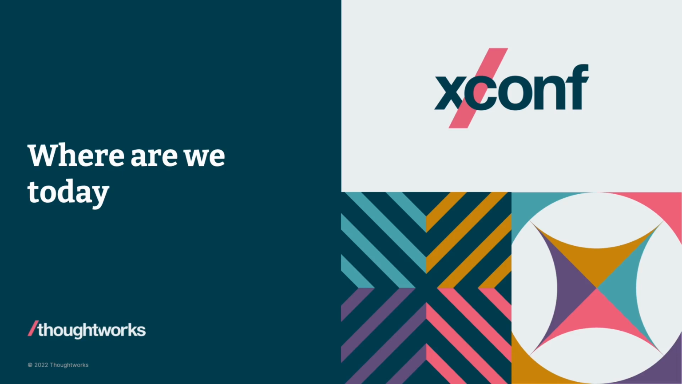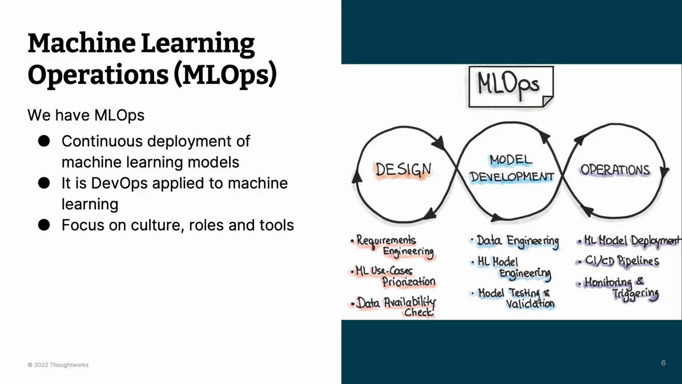Where are we today? Well, we have machine learning operations. Machine learning operations, or MLOps, is continuous deployment of machine learning models. It is DevOps applied to the field of machine learning. Maybe you know the term DevOps, I suppose. Many of you. It is development and operations. And in this case, when we talk about MLOps, it is applied to machine learning models.